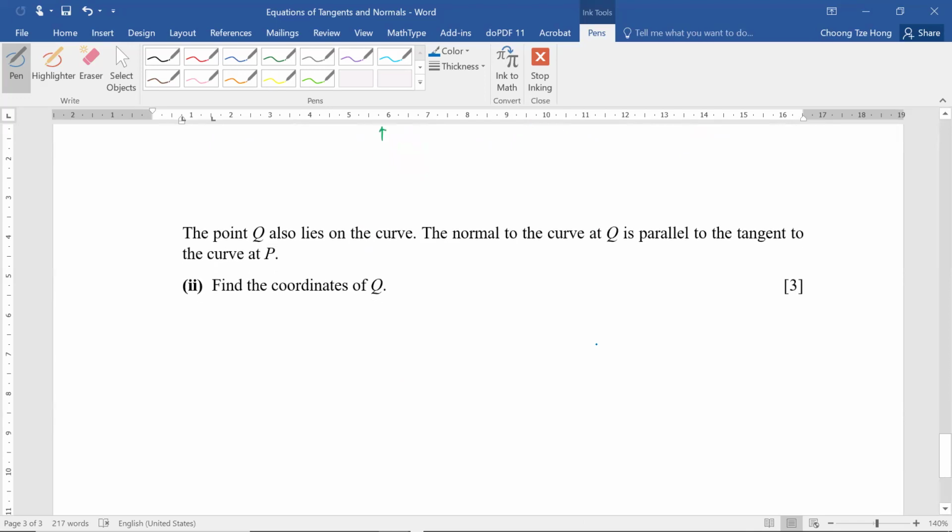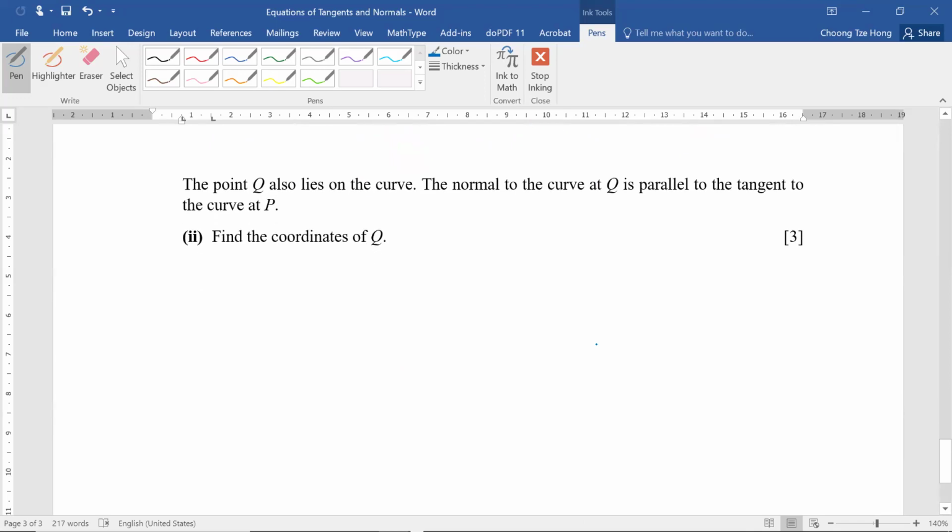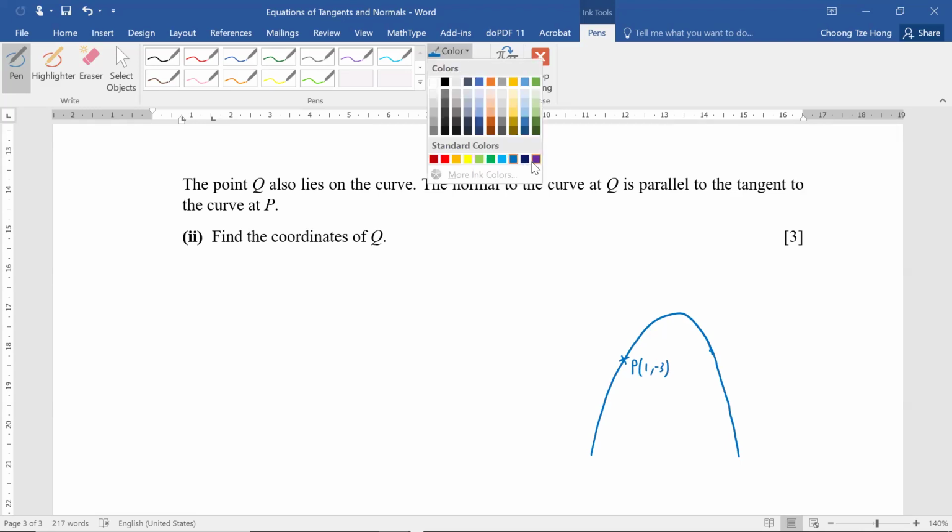So let's go to part B of the question. They say that the point Q also lies on the curve, and the normal to the curve at Q is parallel to the tangent to the curve at P. So let's redraw the diagram. Remember, the point P here is (1, negative 3), and the tangent looks something like this.